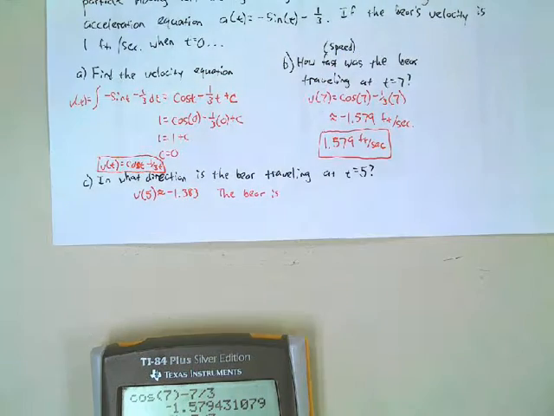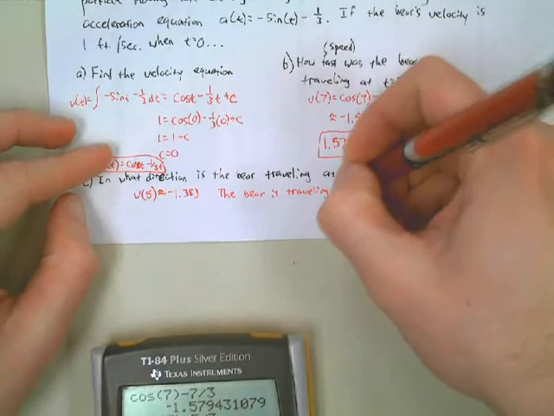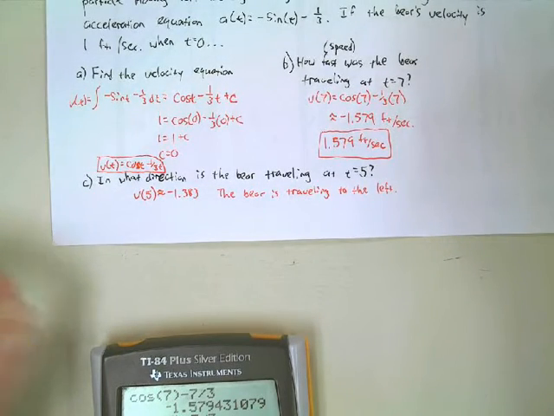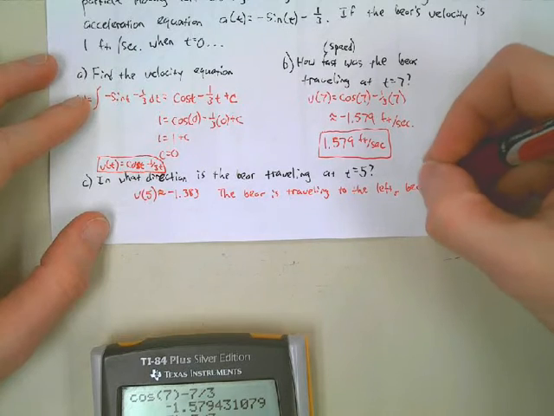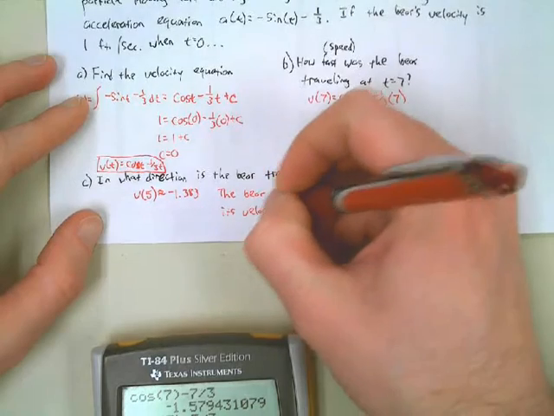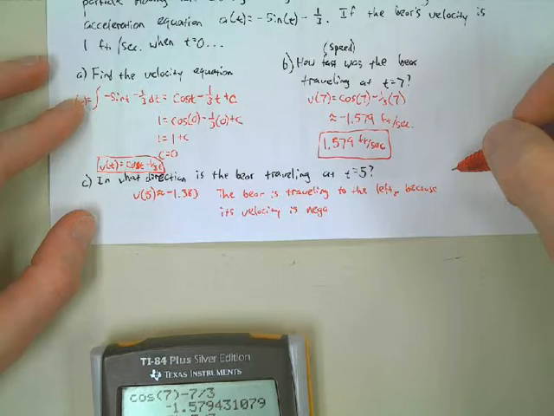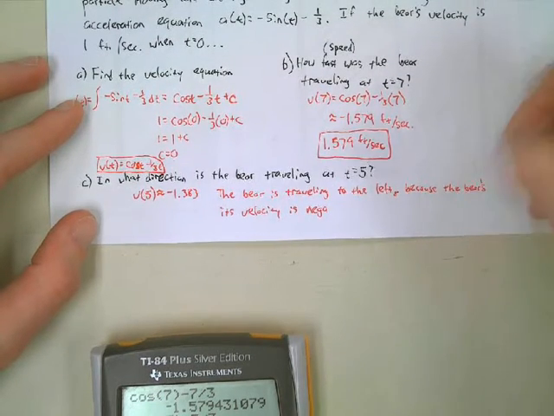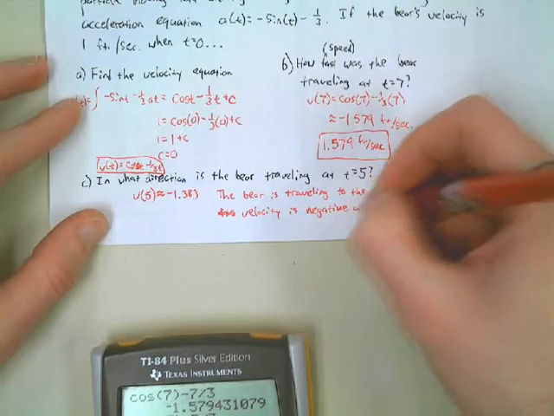Is that a straight line? Bear walking in a book problem? The bear is traveling to the left, and if we want to justify that, because we can justify it, right? Because its velocity is negative. True. The bear's velocity is negative at t equals 5. That's true.